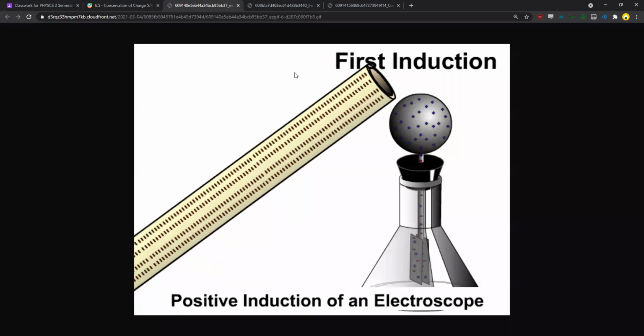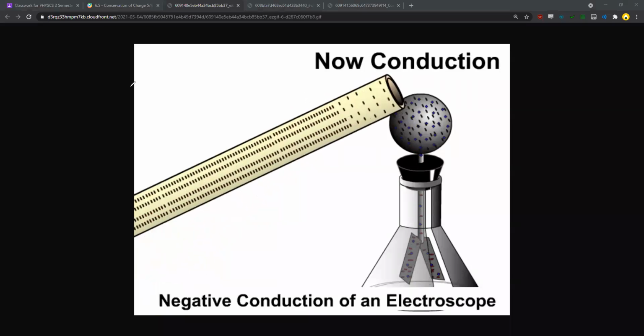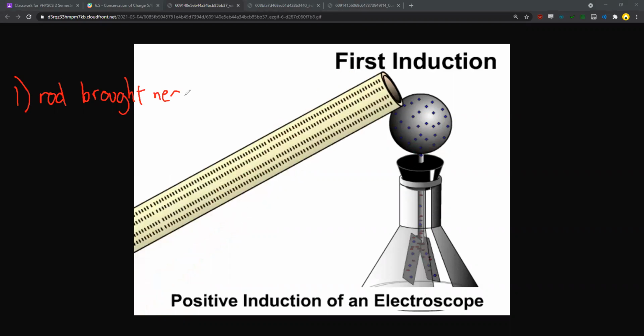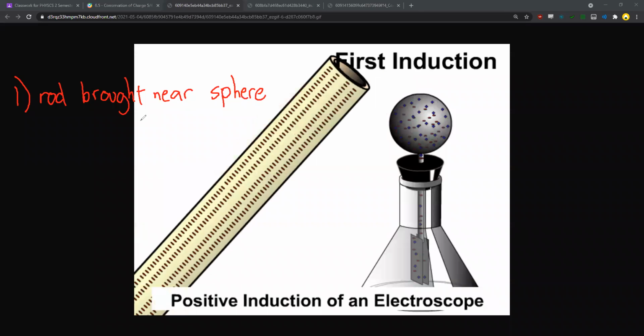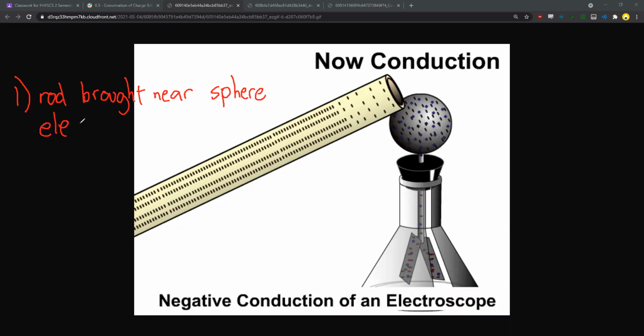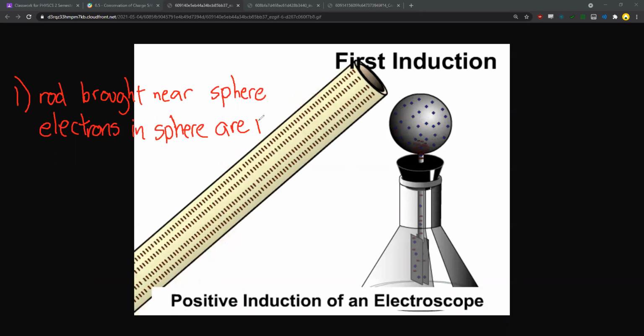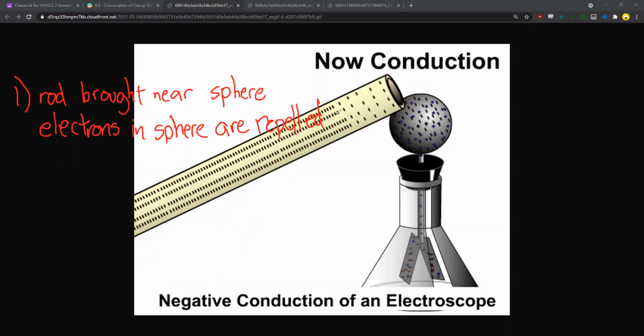So the first thing that happens, right, is the rod is brought near the sphere, and the electrons are repelled and move down. Again, guys, I don't care if you're correct or not, right?